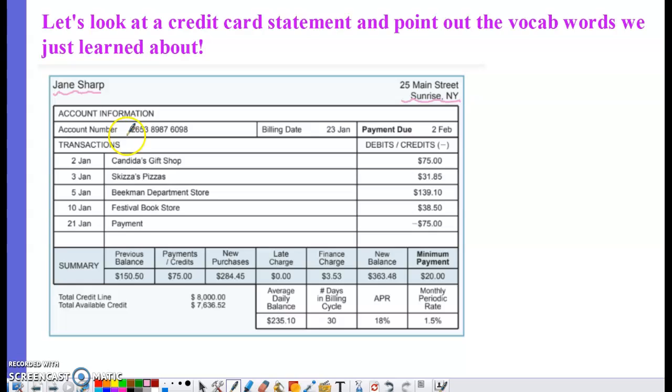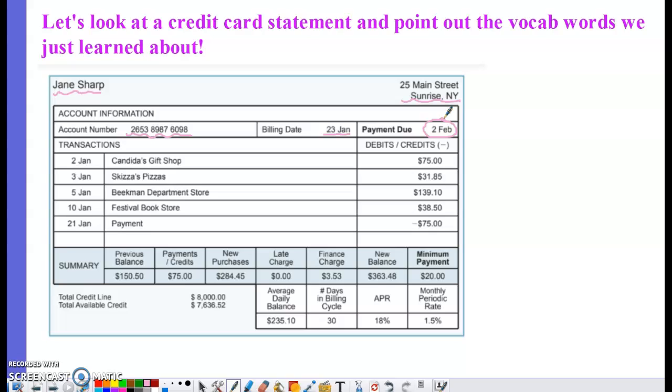So here's that account number that we talked about. Remember, the account number is specific to you. We see the billing date, so this is the date that they sent out this bill to you. And then you see the payment due date, so it's due on the 2nd of February. If you do not pay it by the 2nd of February, you will have a late fee.